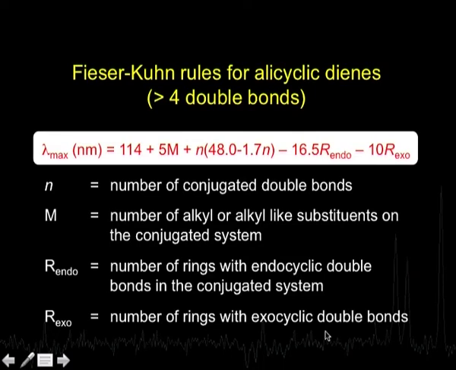Now, these are the Fischer-Kuhn rules. Let us try to apply these rules to some examples and see what kind of agreement we get in this case. Let us look at this very common molecule lycopene, which is the pigment in our tomatoes.